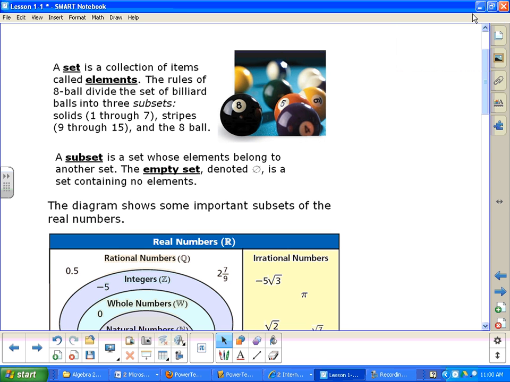Okay, so a subset is a set whose elements belong to another set. So like the solids are a subset of all of the billiard balls. And the empty set, which is a circle with a line that goes kind of diagonal through it, is when there's nothing in that set. So if I asked you what was the set of checkered balls for the billiard balls, which there are no checkered balls, you would say that would be the empty set. So you would put a little circle with a line through it like that, means the empty set.